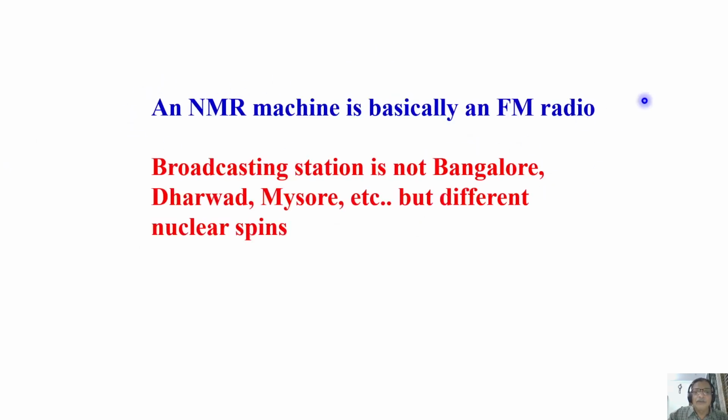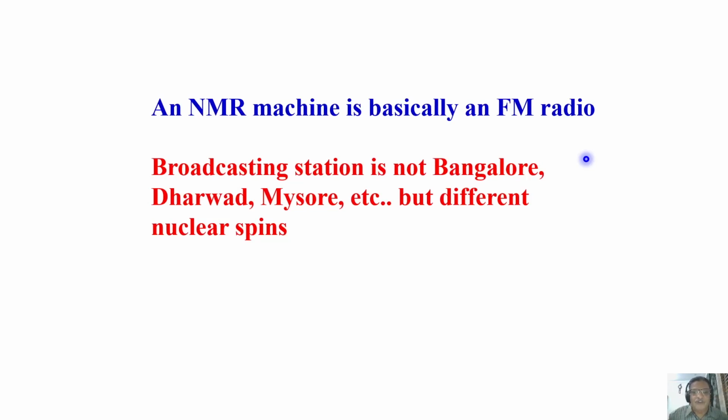Remember, an NMR machine is basically an FM radio. It comes under the radio frequency region. It is nothing but an FM radio. What is important, remember, is that the broadcasting station is not Bangalore, Dharwad, Mysore, etc. But broadcasting stations are different nuclear spins. And receivers are like individual houses. We, the individual spectrometers, are the receivers.